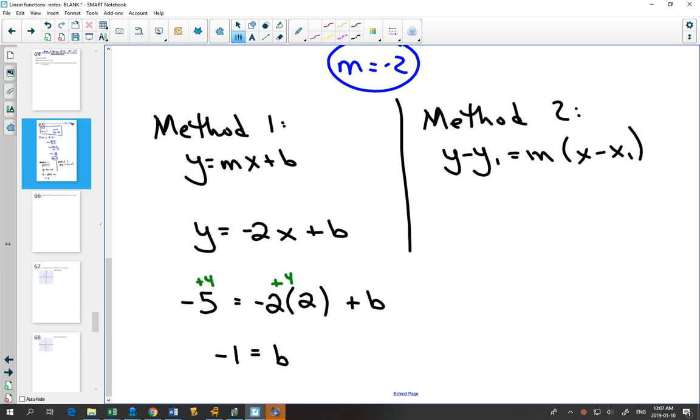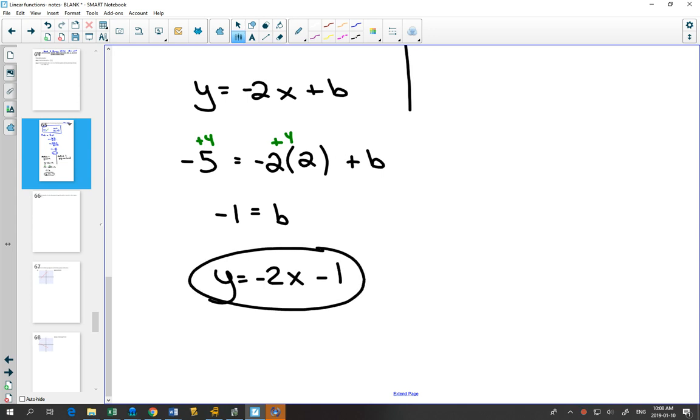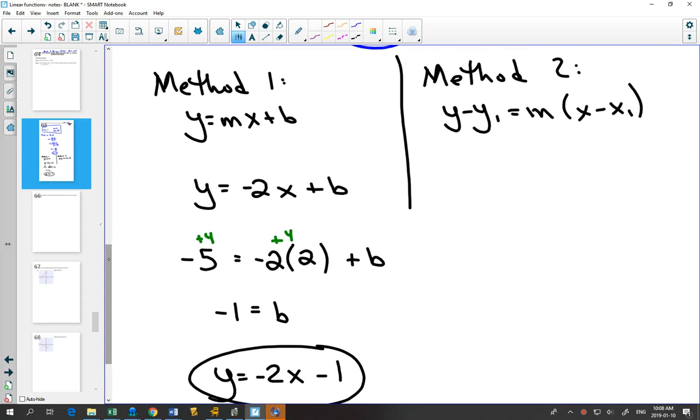Add 4 to both sides to get b by itself, and you get b equals -1. So you now can write the equation y equals -2x minus 1 and put a circle around it. That's the work that you would show, okay?